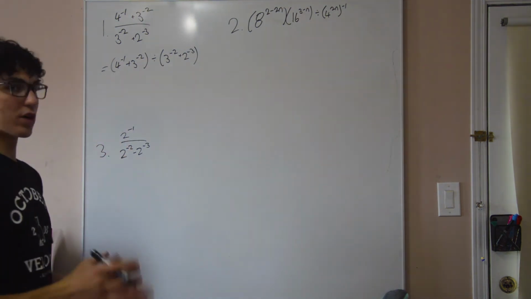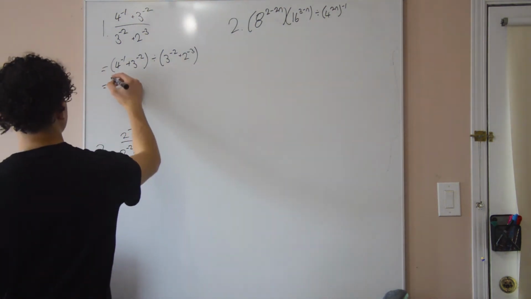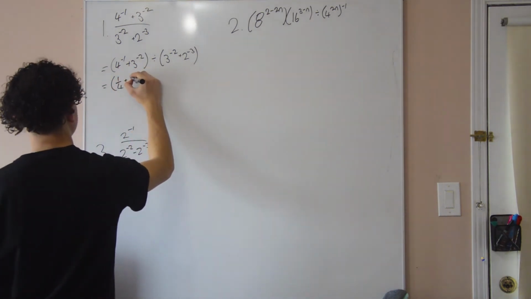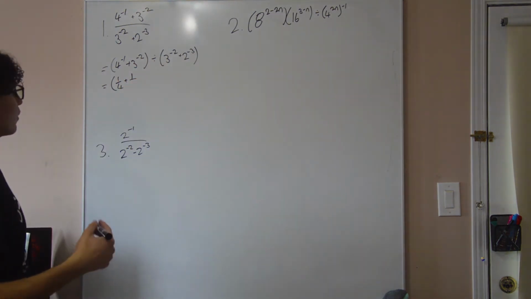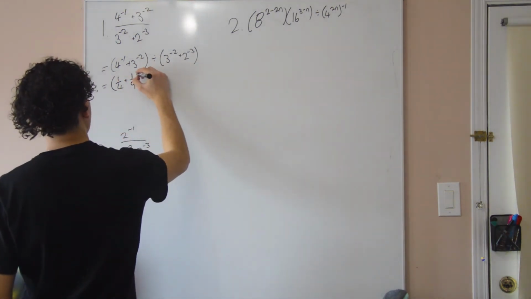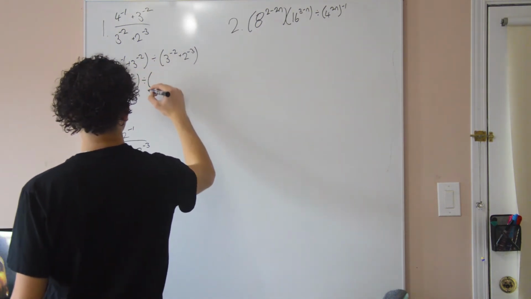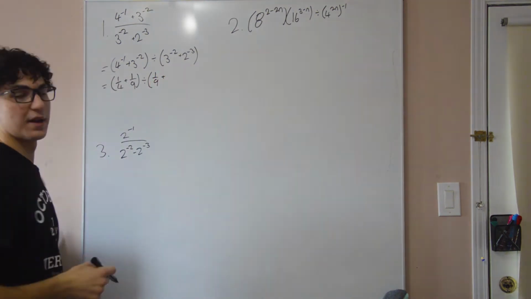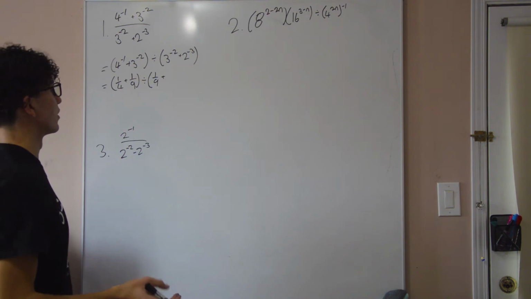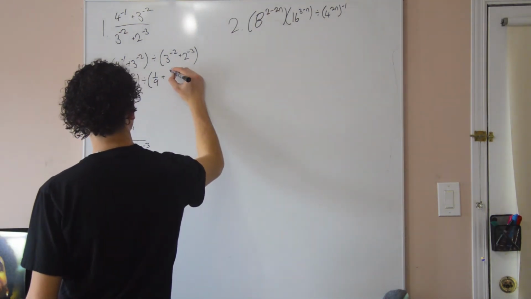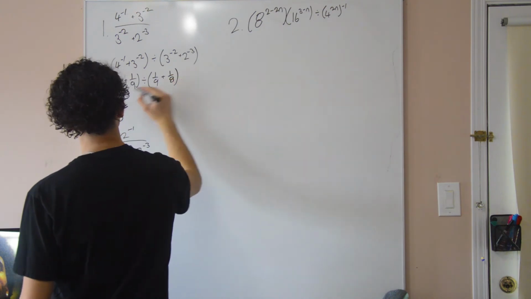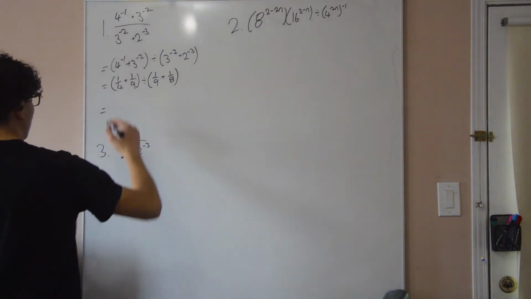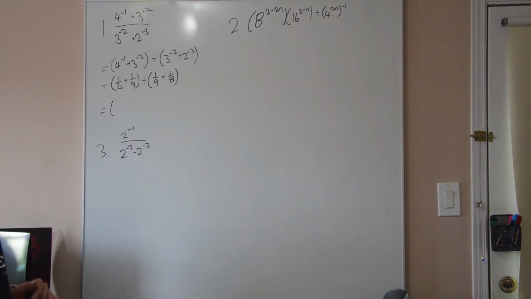And from here, I'm going to work with what's in the brackets. So 4 to the negative 1 is just 1 over 4, plus 3 to the negative 2 is 1 over 3 to the power of 2, so 1 over 9. And we're dividing this by 3 to the negative 2, so 1 over 9 again, plus 2 to the negative 3, so 1 over 2 to the power of 3, so 1 over 8.